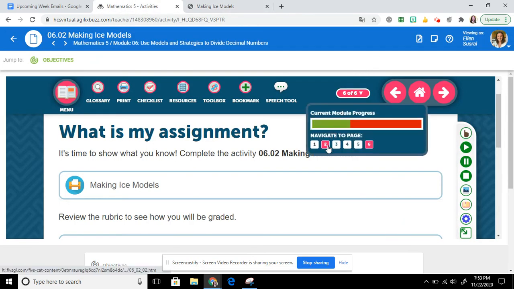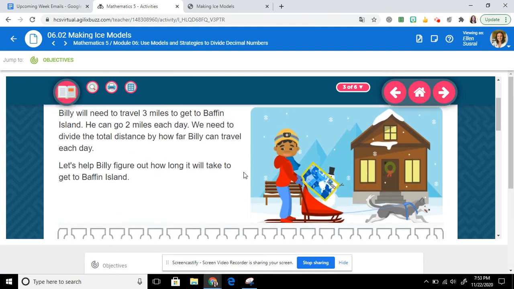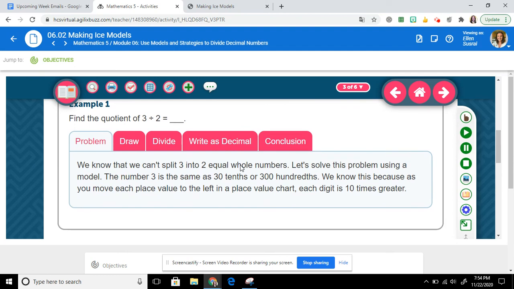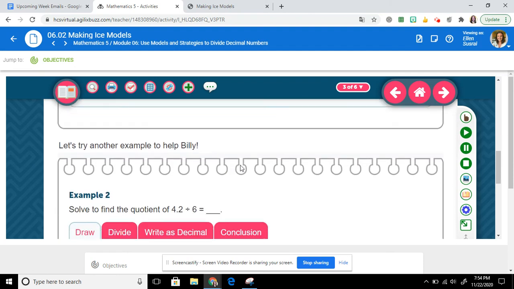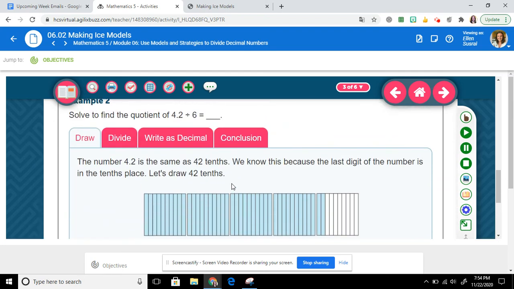I'm going to go to page 3. And on page 3 of the lesson, if you scroll down, you're going to have an example of 3 divided by 2. So a whole number divided by a whole number. But if you go to example 2, you have a decimal, 4 2/10 divided by 6. So that can help you with number 2 and 3 on your worksheet. Okay, so on page 3, you can get assistance for questions 1, 2, and 3 on your worksheet.